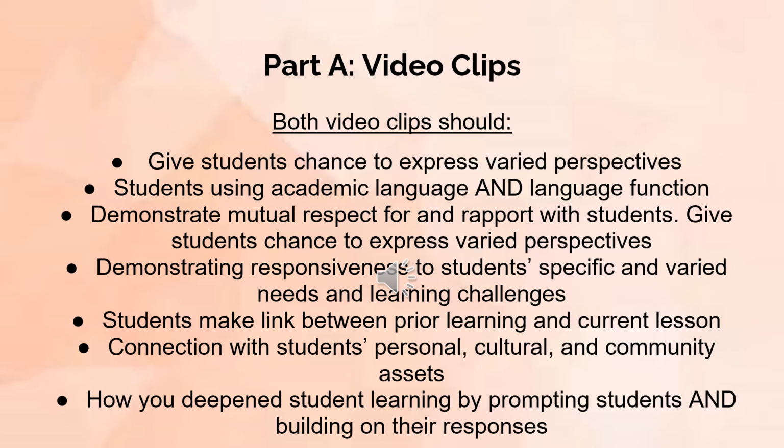Next, you have to show that students can make the link between prior learning, what they've learned before, and the current lesson. It's not enough for you to just say what the link is. You want to have students making that connection. The next thing is that you want to have a connection with students' personal, cultural, and community assets. So you need to show how the lesson is connected to students and is interesting for students because it connects to their personal life, their cultural background, something about their community.